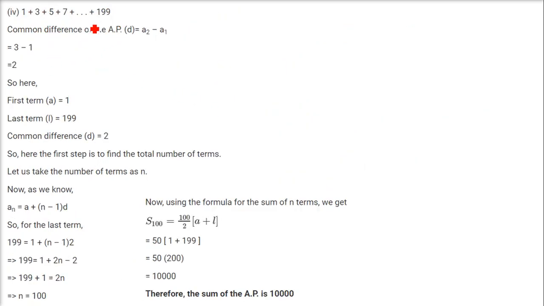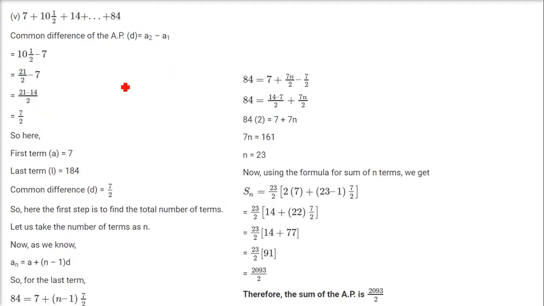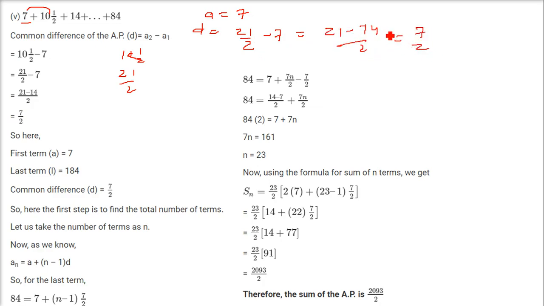This also you can do, right? This is for your reference if you want to do it yourself. And this one we can take, because we have a fraction here. So A is 7. D is what? 10 and a half minus 7. 10 and a half is what? 2 10s are 20, 20 plus 1 is 21, so 21 by 2. So 21 by 2 minus 7, so 21 minus 14 by 2, and this is going to be 7 by 2. So D is 7 by 2.